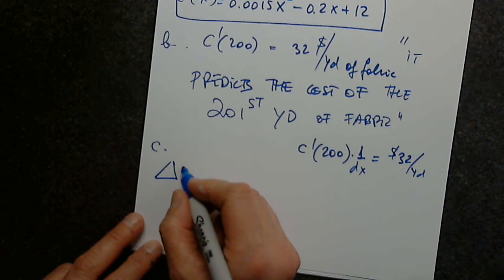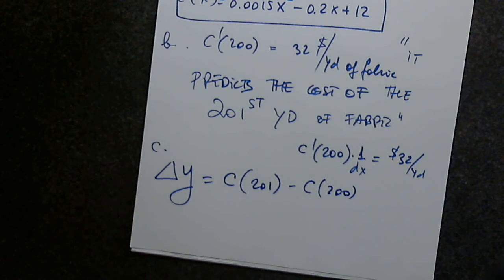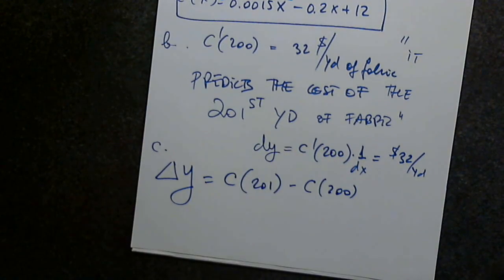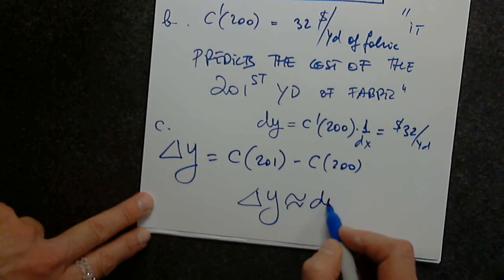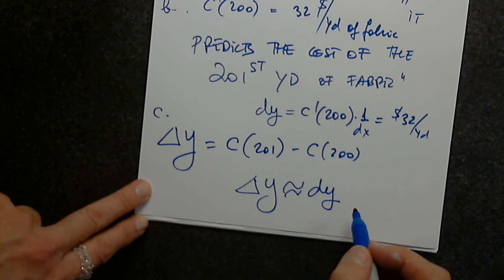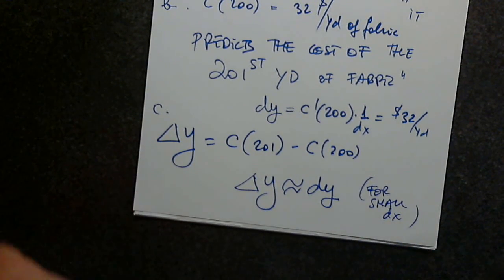So delta y is C of 201 minus C of 200. That's the exact. This is dy. Our claim is, like for every function, that delta y is approximately dy for small dx. Because if you tell me that dx is 10, then delta y and dy will not be close to each other. But if dx is small, then delta y and dy will be close to each other.